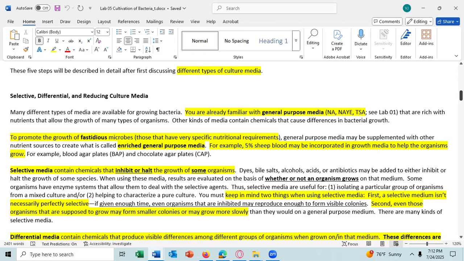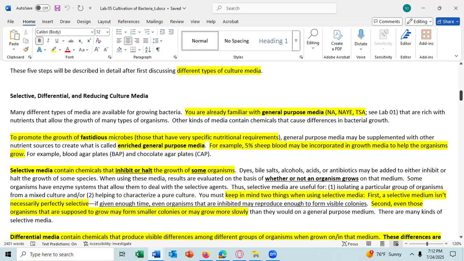An example of a selective media would be something like 7% sodium chloride media. It would select against microorganisms that would not grow in 7% sodium chloride because it has 7% sodium chloride in it, and would select for organisms that could tolerate 7% sodium chloride.